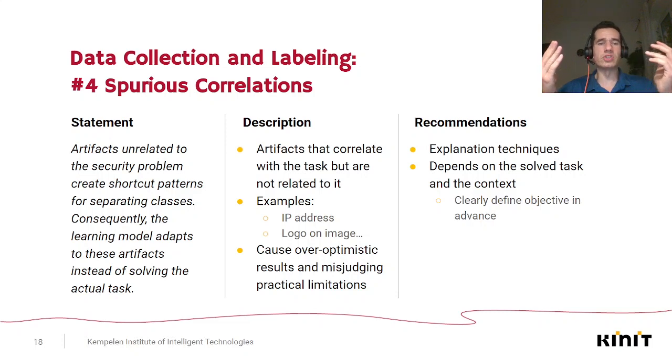So how can we see these spurious correlations? What can we do about that? We should utilize explanation techniques in our machine learning. So we need to know what our model predicts and why. And of course, we need to understand the data in order to be able to find such artifacts. And then see whether what the model predicts makes sense or not. And also, we need to define the objective in advance. And of course, it depends on the solved task and context.